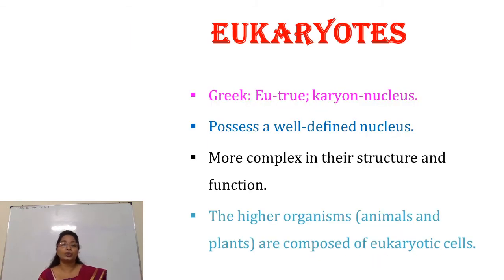Next is eukaryotes. As I said, eu means true and karyon means nucleus. So, they possess a well-defined or well-organized nucleus. As compared to prokaryotes, eukaryotes are more complex in their structure and function. The higher organisms such as plants and animals are composed of eukaryotic cells.